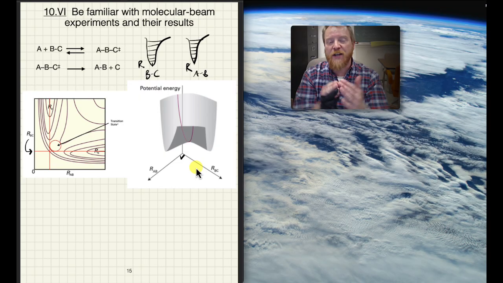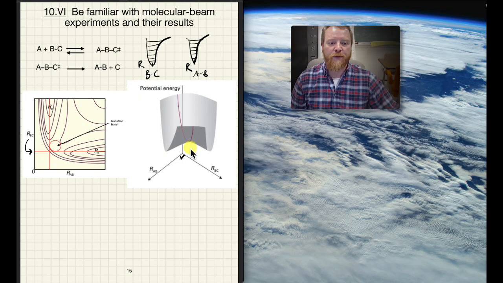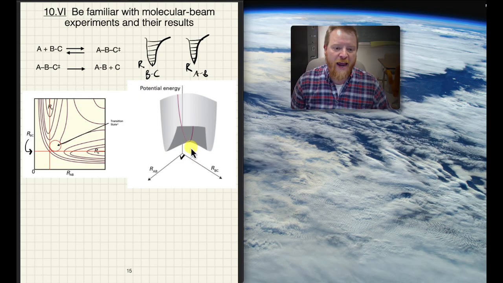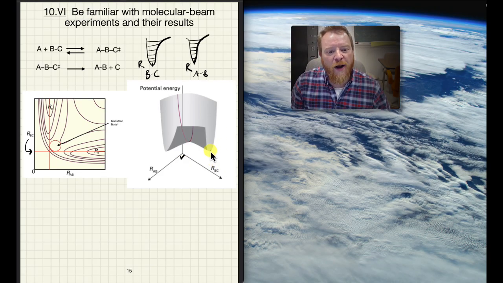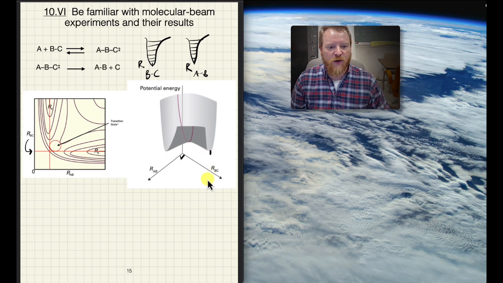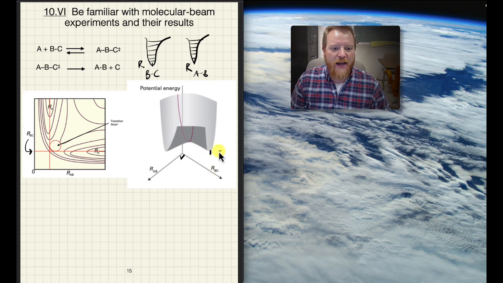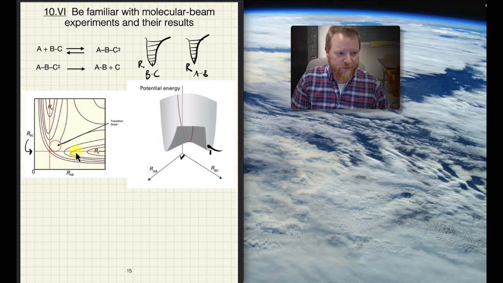And of course, we can imagine what that looks like if we sweep it through a whole bunch of different angles. That would be computationally challenging, but all the same possible. So here is where our RBC starts initially. And if we imagine an A molecule coming into this well, it's coming in through here.